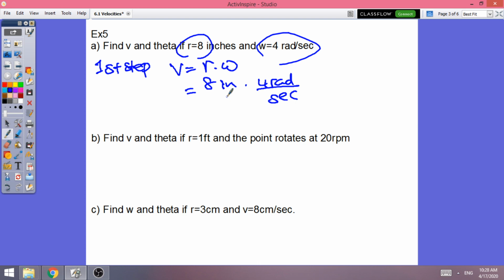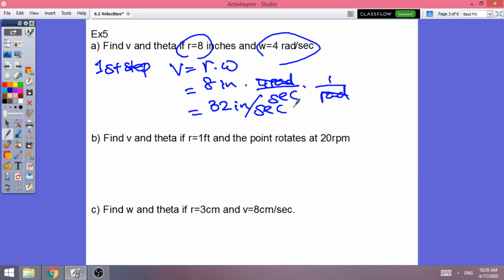And also you can convert that using the radian, so 1 radian over 1 radian. So the units just cross out, and then we got 8 times 4, which is 32 inches per second. And now the next thing that you want to find out is theta. So we do have V, we do have W, but the thing is that we don't have the time.